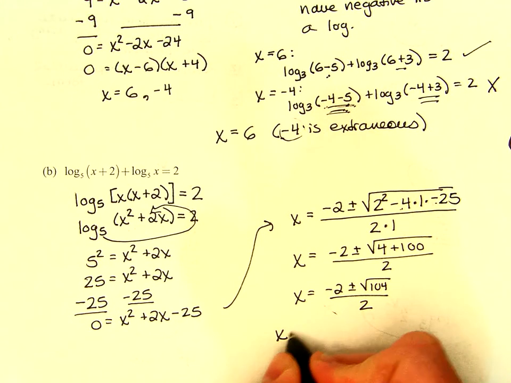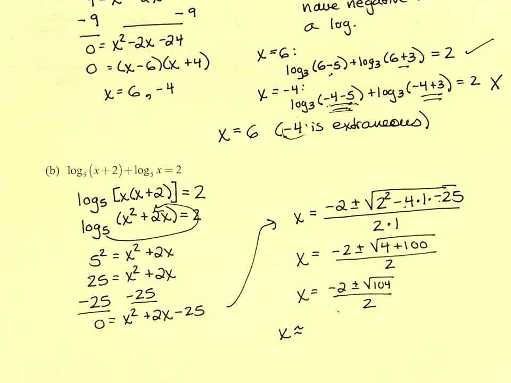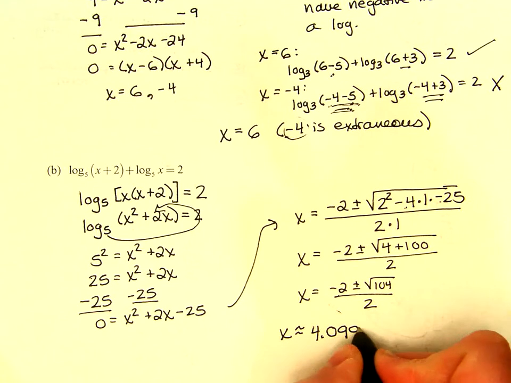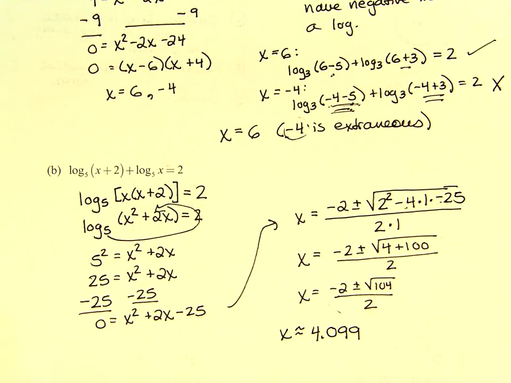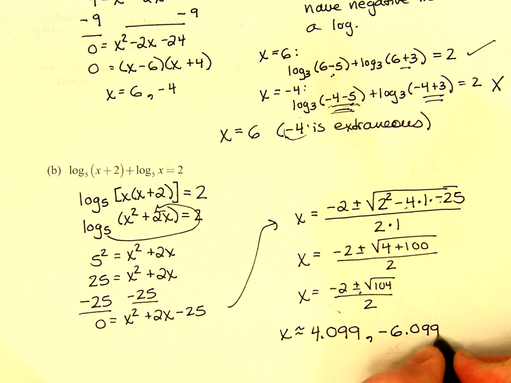What you need to do on the calculator is type in negative 2 plus the square root of 104. Push enter, get an answer, and then divide that answer by 2. So negative 2 plus the square root of 104, I'm getting 8.198. Then I'm going to divide that by 2, and I'm getting 4.099. Go do it again, but choosing the minus version, so do negative 2 minus the square root of 104. Push enter, get an answer, divide that by 2, and you're going to get negative 6.099 as the two possibilities.